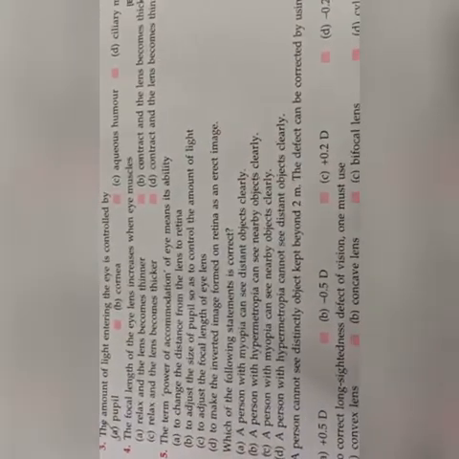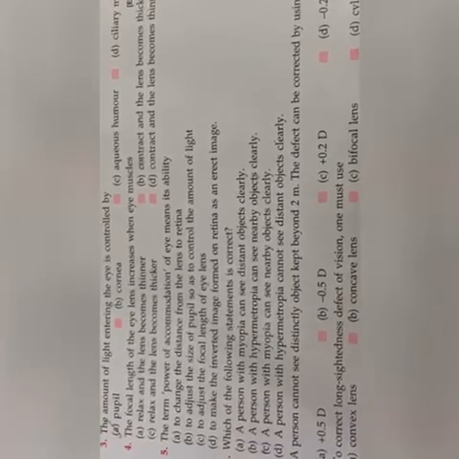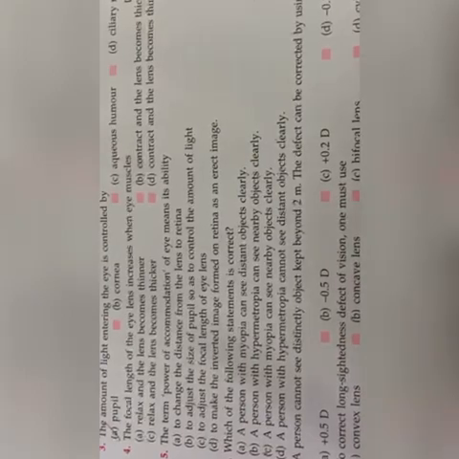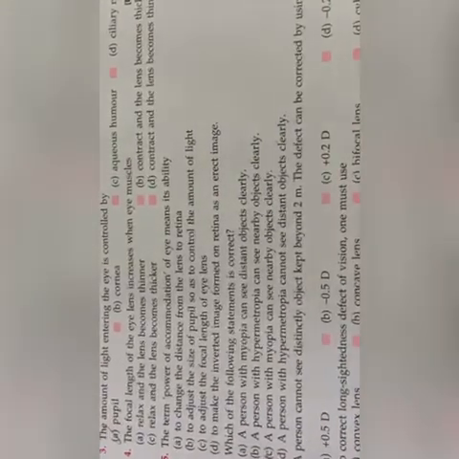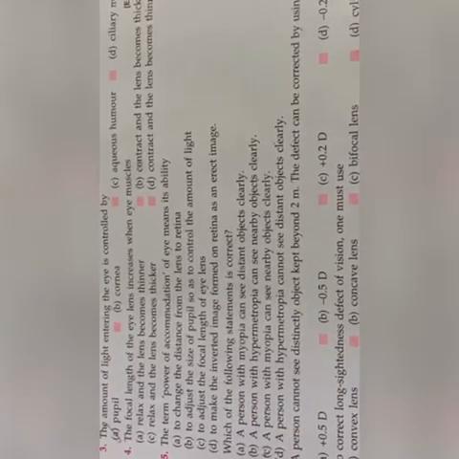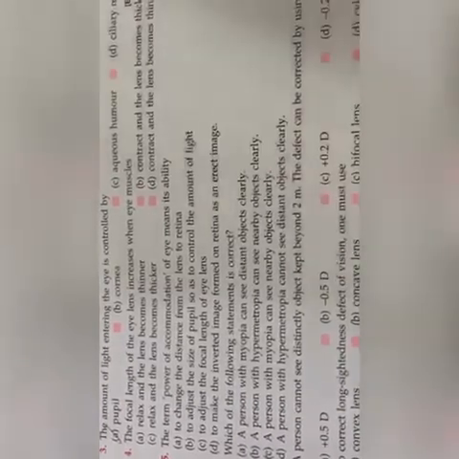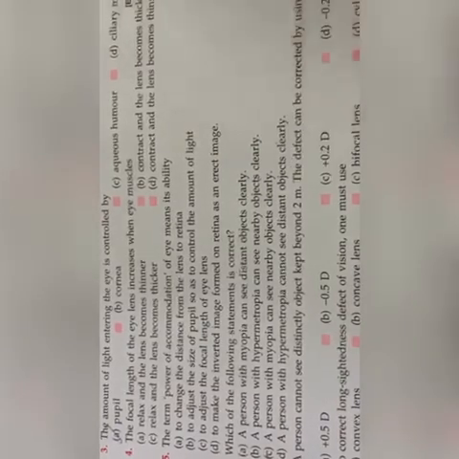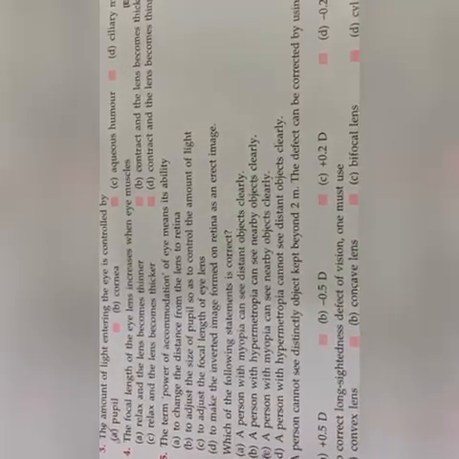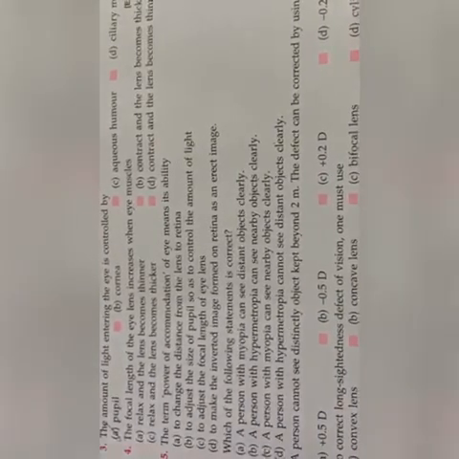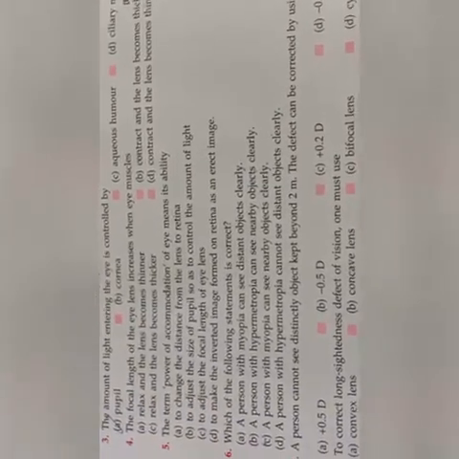Fifth question, the term power of accommodation of eye means its ability to what? To change the distance from the lens to retina, to adjust the size of the pupil so as to control the amount of light, to adjust the focal length of eye lens, to make the inverted image formed on retina as an erect image. So we'll go for to adjust the focal length of eye lens. This only will be the definition, so option C will be the correct answer.